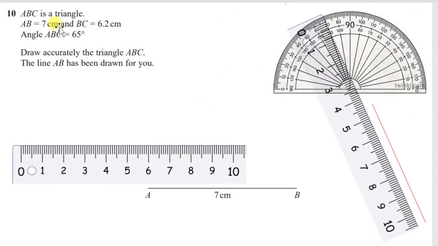So ABC is a triangle. AB is 7 centimeters, BC is 6.2 centimeters, and the angle ABC is 65 degrees. Draw accurately the triangle ABC. Now the line AB has been drawn for you.